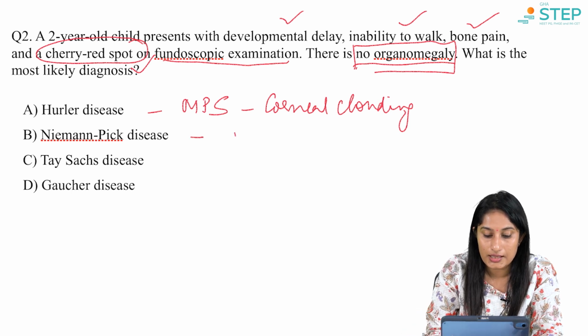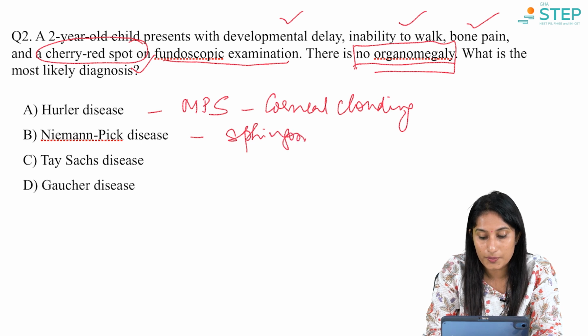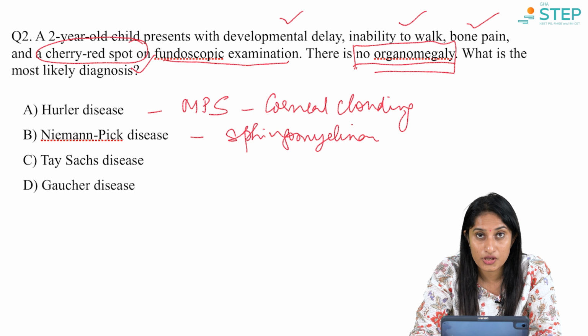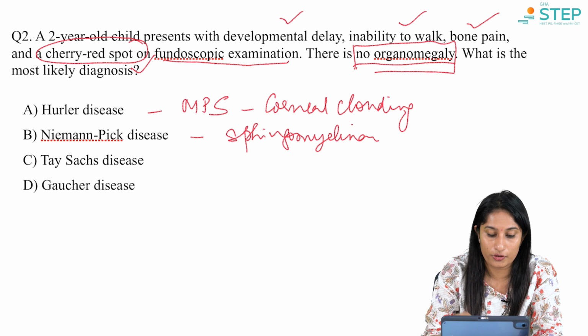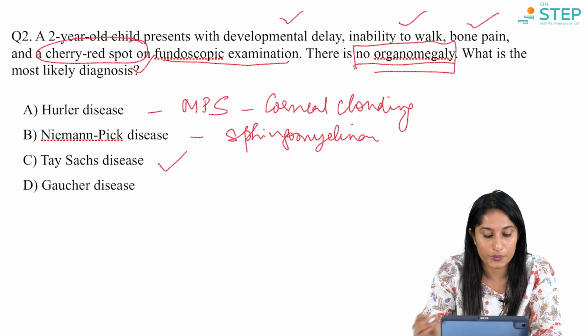Niemann-Pick disease, it is again a lysosomal storage disorder caused by the deficiency of the enzyme sphingomyelinase. Is there cherry red spot here? Yes, there is cherry red spot with hepatosplenomegaly. That's why we are ruling out. So, we know this is our correct option.